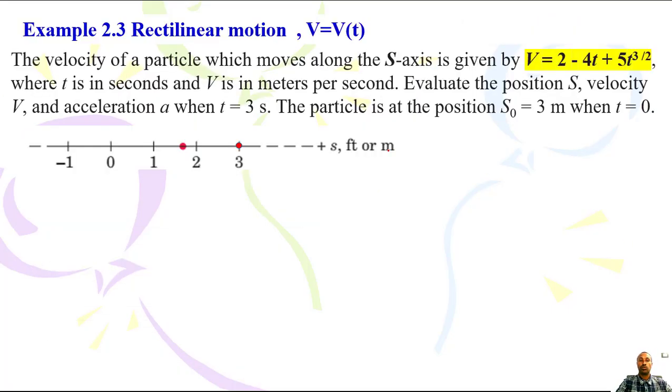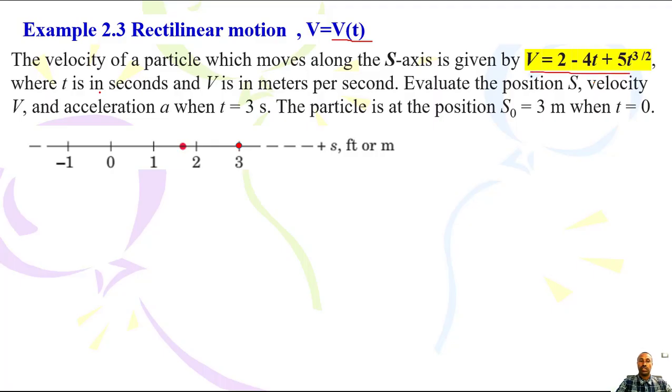So let us see now rectilinear motion. If velocity as a function of time is given, then what will happen? The velocity of a particle which moves along the s-axis, which is along the x-axis, is given by this one.